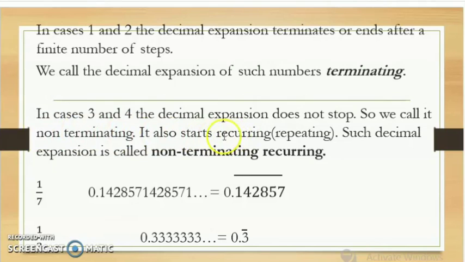We also see that it starts recurring. Recurring means repeating. Such a decimal expansion is called non-terminating recurring. Non-terminating because it does not stop. Recurring because we can see that the digits in the decimal expansion start to repeat.